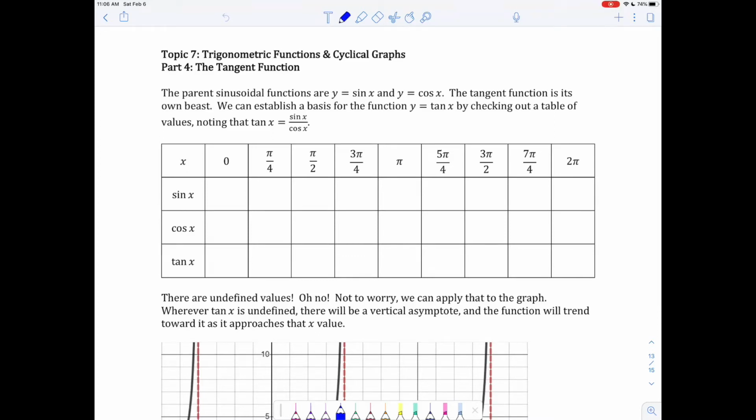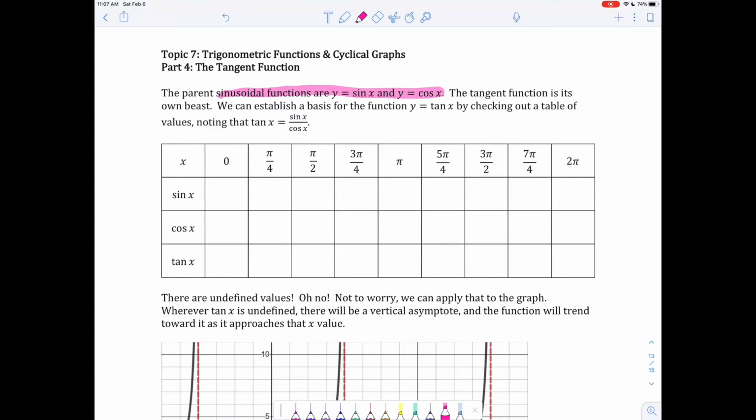Today we are going to finish off topic 7, which is trigonometric functions and cyclical graphs, by looking at the tangent function. I will admit the tangent function isn't really my favorite of the trigonometric functions, but it is a trigonometric function nonetheless, and it is a cyclical graph. It is not a sinusoidal function. The sinusoidal functions are y equals sine x and y equals cosine of x.